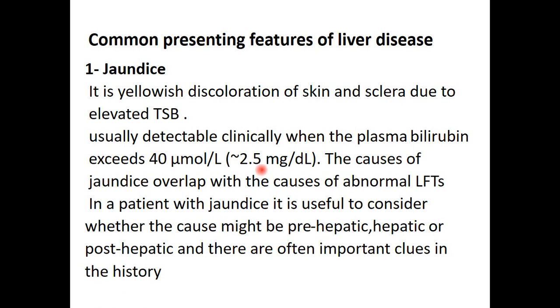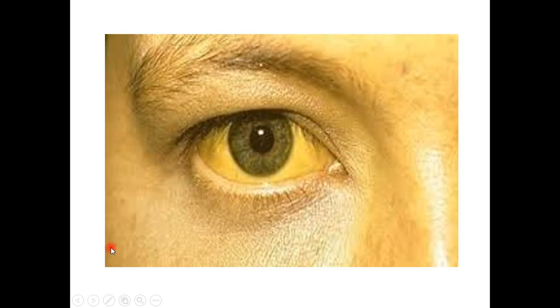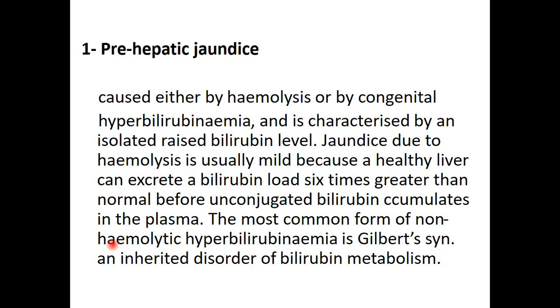You have three types of jaundice: the prehepatic, which is hemolytic jaundice, hepatic, or posthepatic jaundice. This is a yellow discoloration of the sclera in a patient with deep jaundice. Now, number one is the prehepatic jaundice. It's caused by hemolysis, so we call it hemolytic jaundice, or by congenital hyperbilirubinemia. It is characterized by isolated raised bilirubin. Here only the TSB is elevated, and mainly indirect, unconjugated.